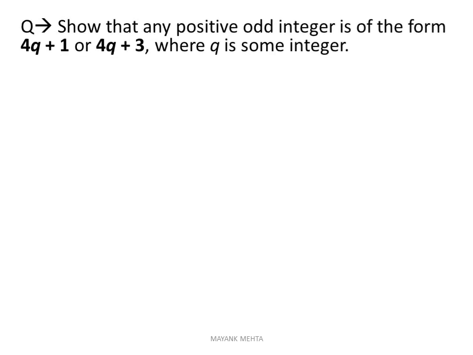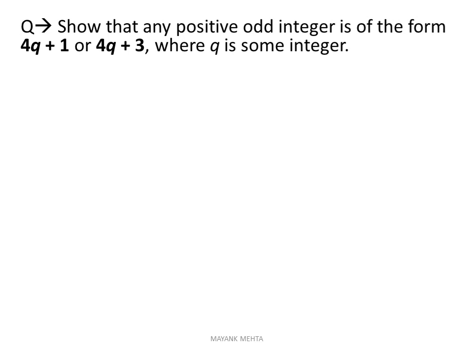Now, one question we have taken. This is the question of your textbook only. The question is to show that any positive odd integer is of the form 4q plus 1 or 4q plus 3, where q is some integer. You'll need to show that any positive odd integer is of this form. So here our target is 4q plus 1, 4q plus 3.